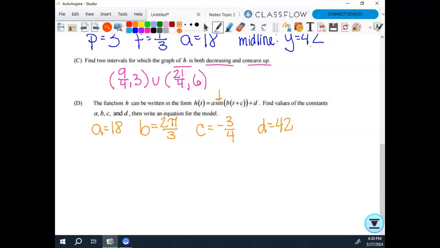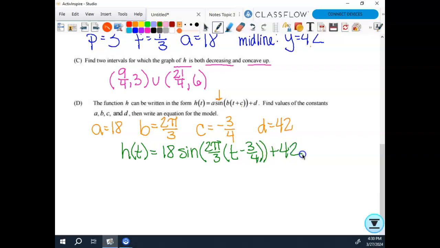Then I'm going to write my equation. This is going to be h of t equals 18 times the sine of b, which is 2 pi thirds, times t minus 3/4 plus 42. And that is it. And I did put another option on the key, but just start with the simplest one, because this really has in there what we're looking for.